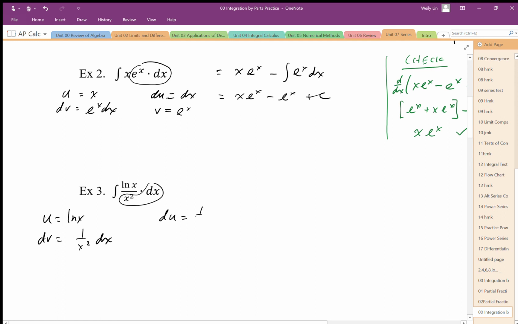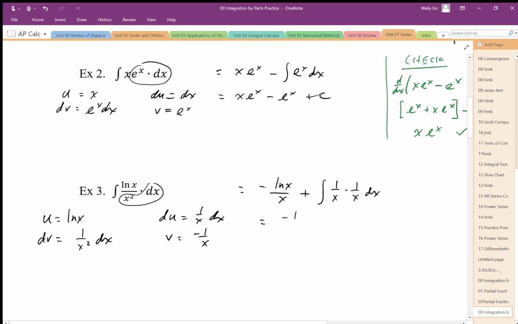So here I'm going to differentiate again. I'm going to differentiate this to get my du. I'm going to integrate this to get my v. I'm going to plug it into my formula, so I get negative log x over x minus, it's going to be v du, so it's going to be negative negative, so that's going to be plus, and 1 over x times 1 over x dx, or 1 over x squared.